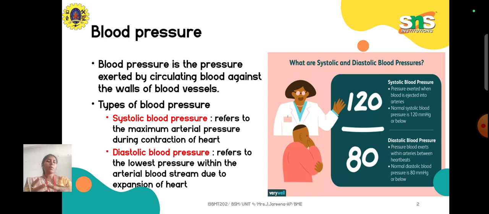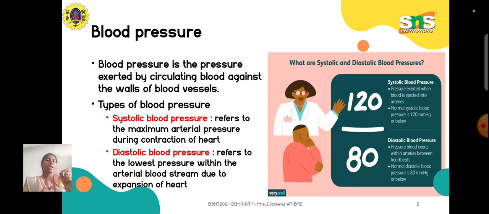Because the heart is pumping the blood to the aorta, and from the aorta it spreads out to all the arteries. Through these arteries, the oxygenated blood reaches all the tissues and organs. So that is the reason we focus on arterial pressure compared to venous pressure, because arterial pressure gives a clear view of the workload of the heart, the efficiency of the heart, and also the circulation of oxygenated blood, right?